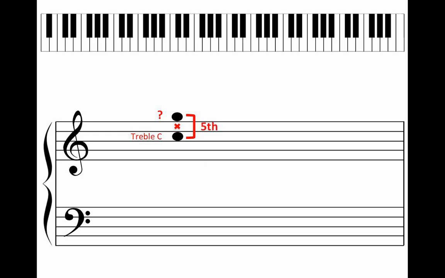So let's find treble C on the piano, and we go with our fingers 1, 2, 3, 4, 5, and we end up on G. So this note is a G. Not just any G, but this one here. Okay?